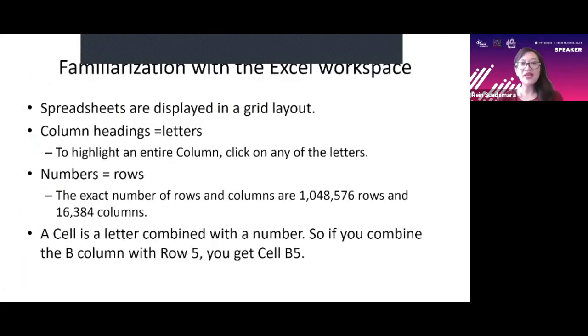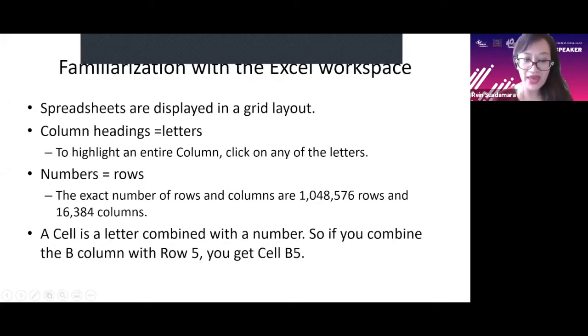Okay. So let's talk about how we get familiarized with the Excel workspace. As I mentioned, there are spreadsheets which are displayed in a grid layout. Then we have the column headings. You can see on top usually the letters, A, B, C, and all the way until AA, BB. You can highlight the column by clicking on any letter. And if you go to the left part, on the rows, you can see numbers. The exact numbers of row and column in Excel is this number here.